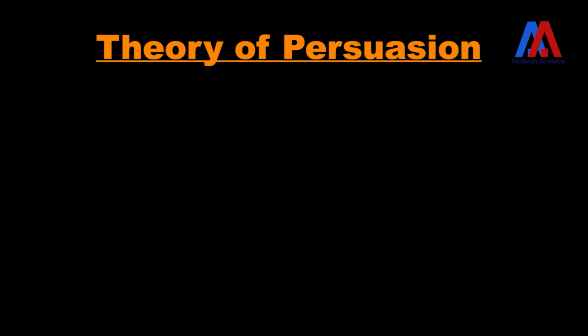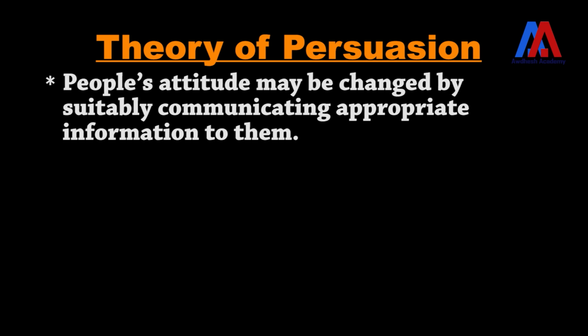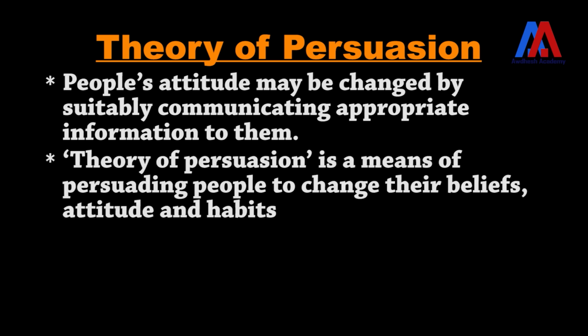The theory of persuasion stipulates that people's attitude can be changed by suitably communicating the appropriate information to them. Theory of persuasion is a means of persuading people to change their belief, attitude, and habit. It's important for us to know that knowledge is the actualizer of action. If you have the right knowledge, you will do the right action, and if you have the wrong knowledge, you are likely to do the wrong action.